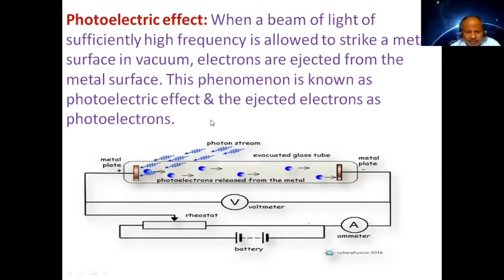देखो ये beam of light है. When a beam of light of sufficiently high frequency is allowed to strike on a metal, ठीक है, मेटल पर जाकर गिरने के बाद में क्या होता है? मेटल सरफेस इन वैक्यूम, इलेक्ट्रॉन्स आर इजेक्टेड फ्रॉम द मेटल सरफेस. तो ये इजेक्टेड जो इलेक्ट्रॉन्स हैं उनको कहना है फोटो इलेक्ट्रॉन्स. और ये जो फिनोमिनन है, दिस फिनोमिनन इज नोन एज फोटो इलेक्ट्रिक इफेक्ट. ठीक है, इसको अपन फोटो इलेक्ट्रिक इफेक्ट ऐसा कहते हैं. अंडरस्टैंड?